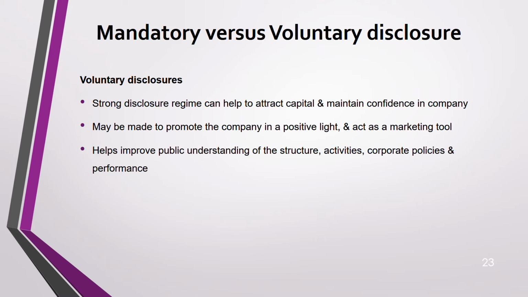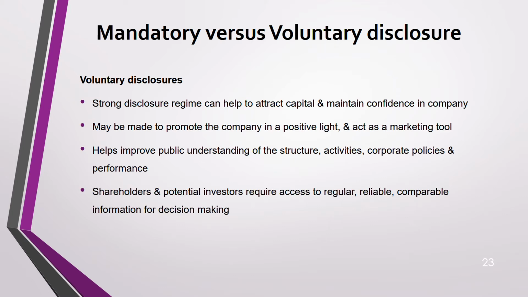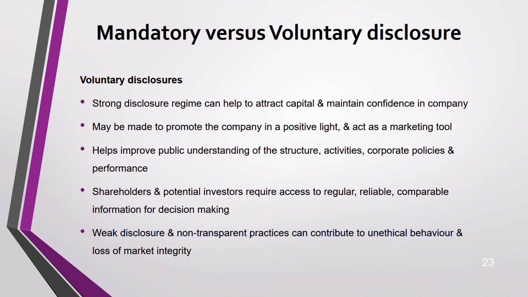Third, the public can understand better your structure, the activity that you do, the corporate policies and all. Fourth, shareholders might require access to regular, reliable and comparable information. When shareholders want to invest, they need information that they can easily access, compare with other companies, which is reliable and regular. It should not be that you disclose only once a year, or once in two years. You disclose frequently, it's reliable, and it's comparable. And weak disclosure, if you're not disclosing, is a signal that you might be unethical, or that you are trying to hide unethical behavior. Even though it's not true, it is just a perception. In your mind you imagine it like that. It's just an assumption.